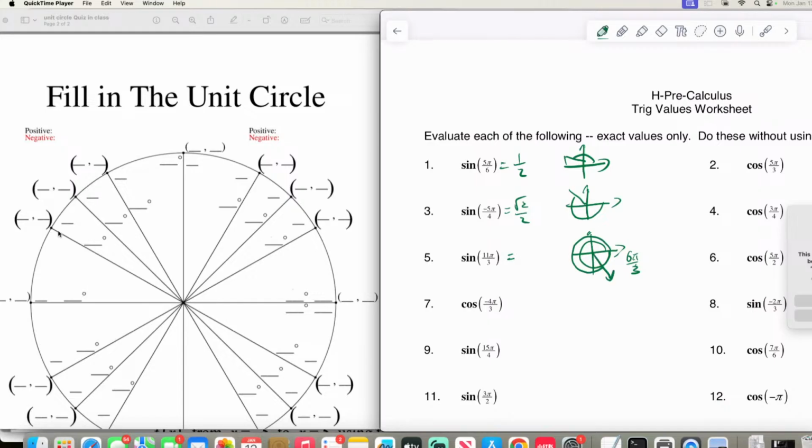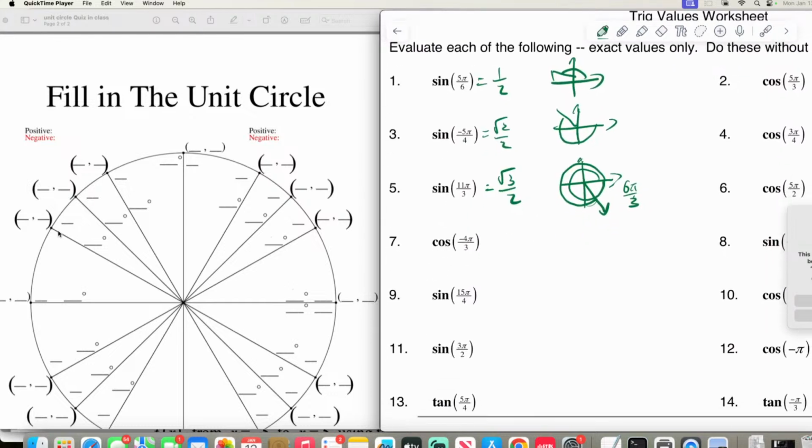Sometimes the AP exam will show you the drawing of an angle, and they'll ask you if this drawing is correct. So you just have to figure out the right drawing. You start from the x-axis, rotate all the way to 6 pi over 3, and rotate more. So that becomes square root 3 over 2. You guys should get this pretty easily.